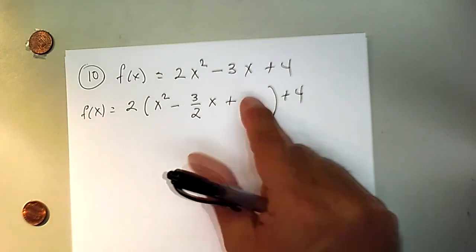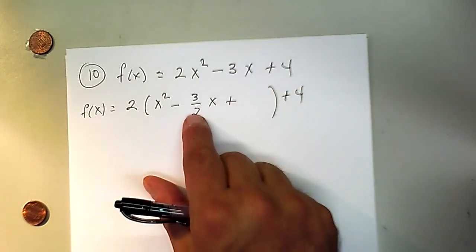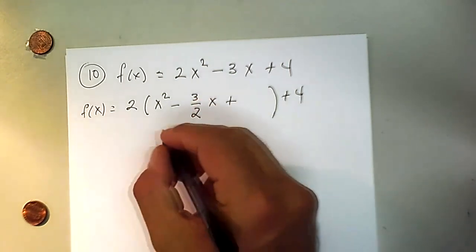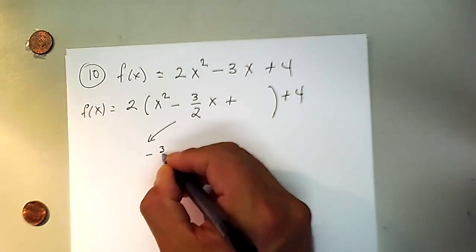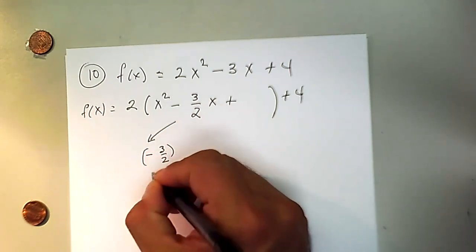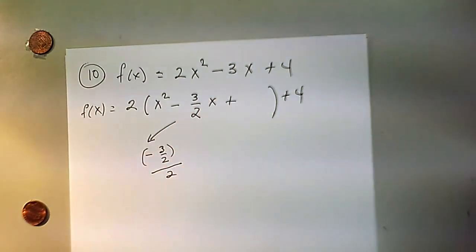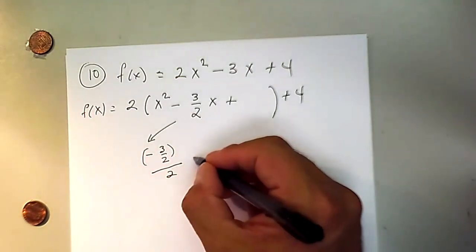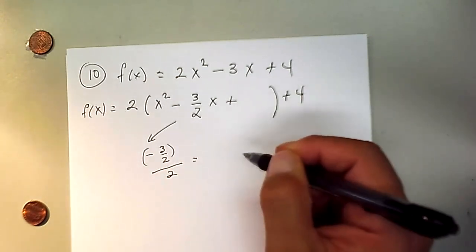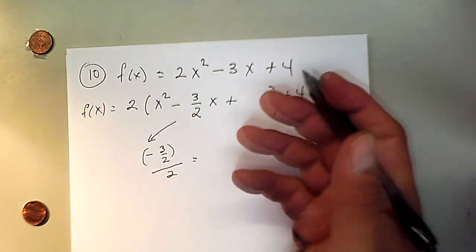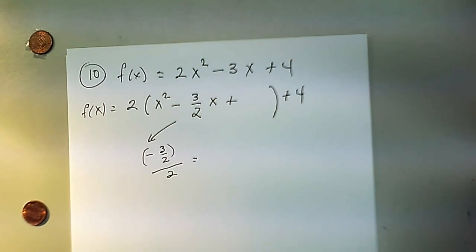How much do we need? That's another complication. Take the -3/2 and divide it by 2. Okay, so I'm going to do that over here. -3 over 2. And then we're going to divide by 2. So we're going to end up with a smaller fraction. We obtain a smaller fraction when the denominator is larger.